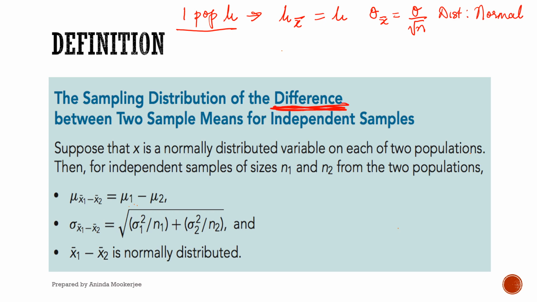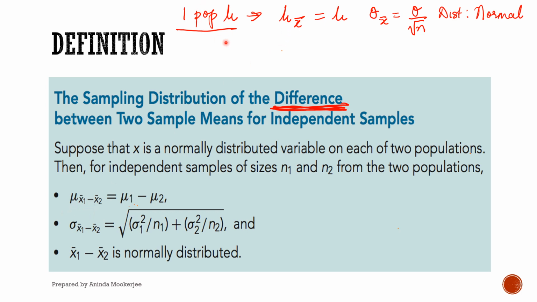So throughout you will see mu1 minus mu2. It's population mean 1 minus population mean 2, sample mean 1 minus sample mean 2, and so on. Here it says, suppose that x is a normally distributed variable on each of two populations. Then for independent samples of sizes n sub 1 and n sub 2 from the two populations, the mu sub x bar sub 1 minus x bar sub 2. See what they're doing here? They're taking the difference of the two sample means.